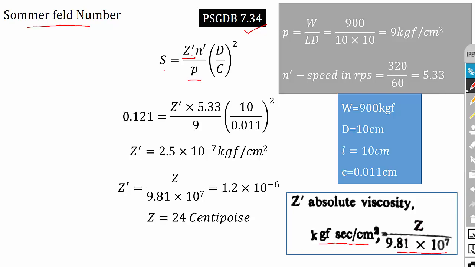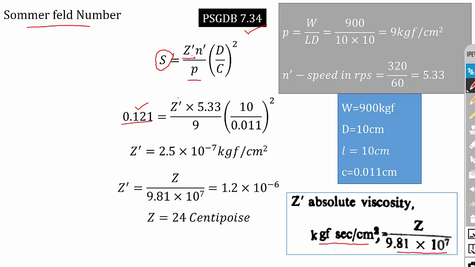So this conversion is also there in the right side of page number 7.34. Here S is the Sommerfeld number, and in the previous step I have taken the S value from the chart. That S value from the chart is 0.121. You can refer to table 1.